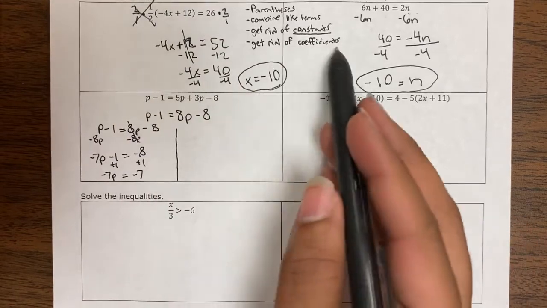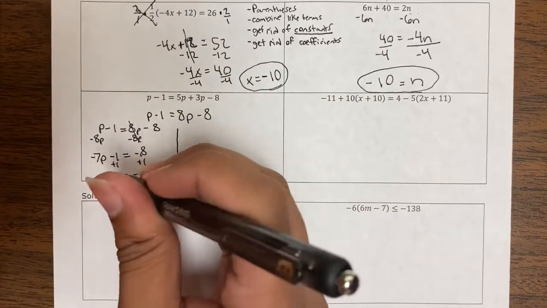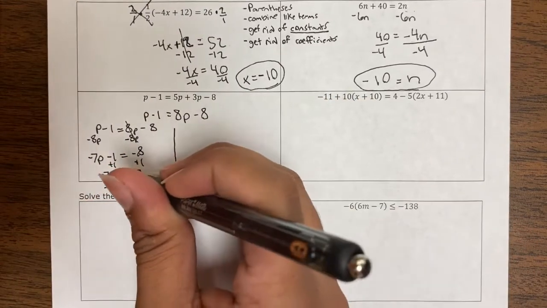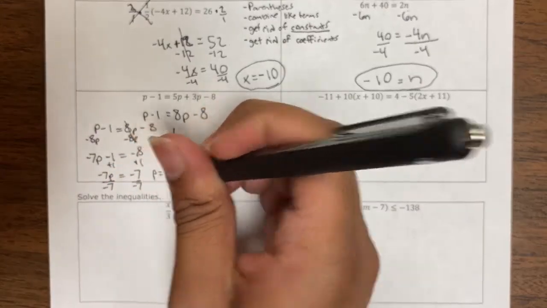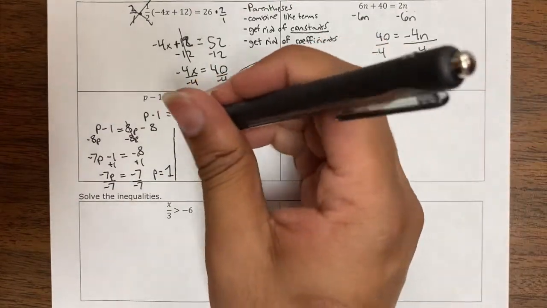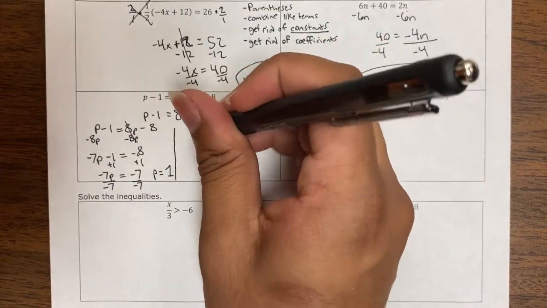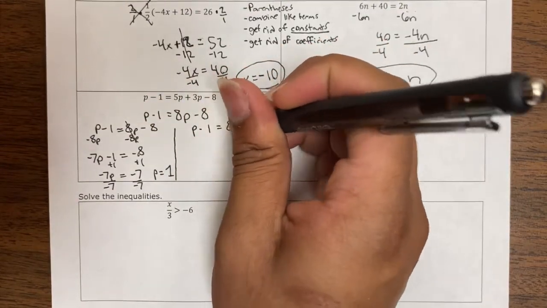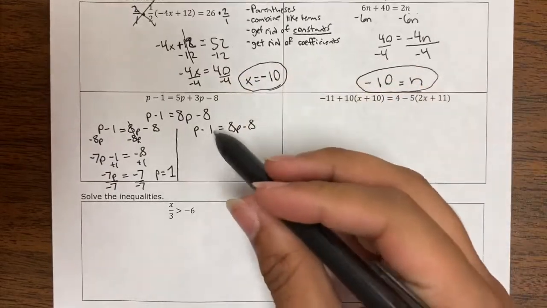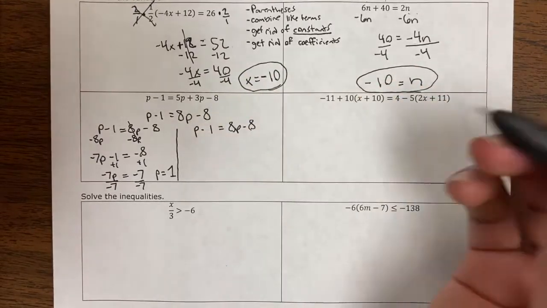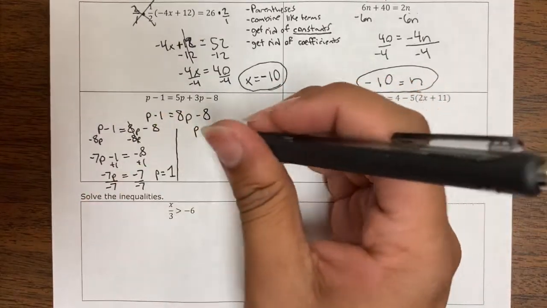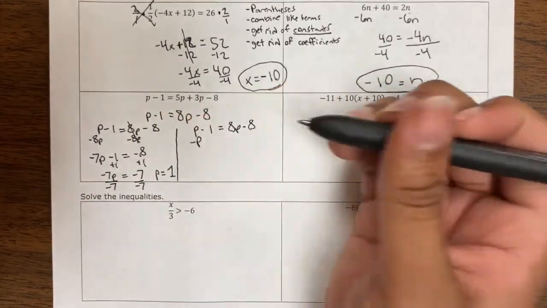Then I want to get rid of my coefficients. So I'm going to divide by negative 7. And I'll be left with p equals positive 1. If I did it the other way, so p minus 1 equals 8p minus 8. If I got all the variables onto this side and all of the constants onto that side, that would work also. So instead of doing the whole 8p like I did, I'm going to get rid of p on this side.